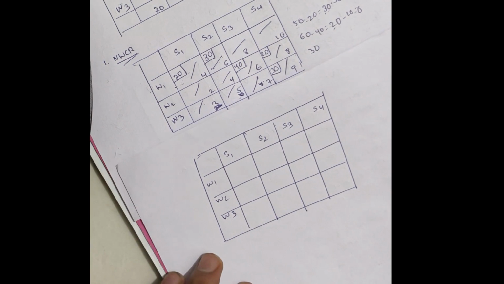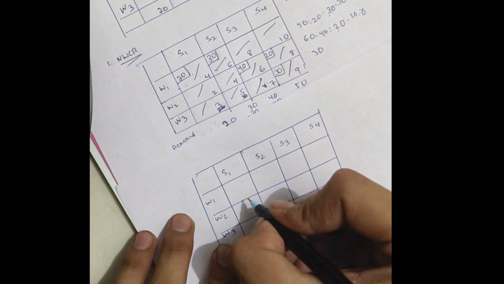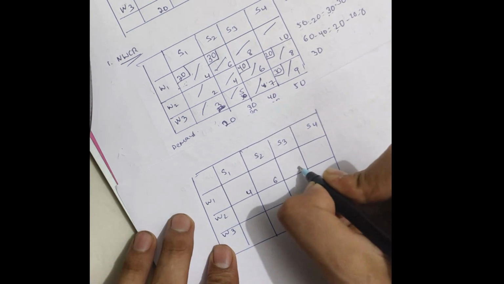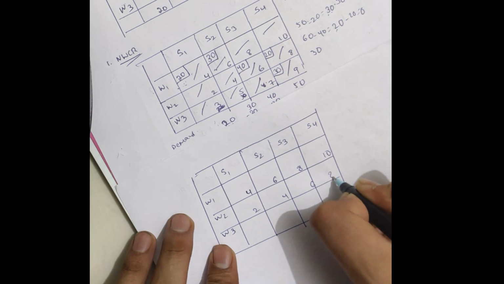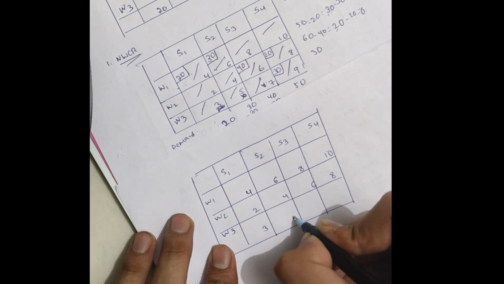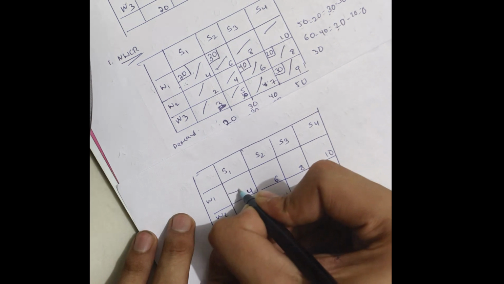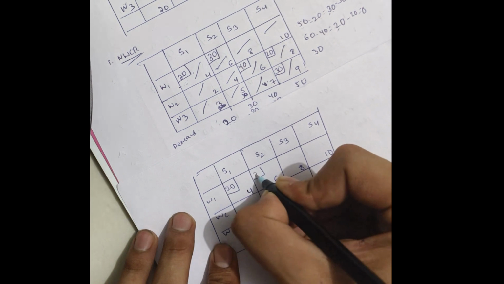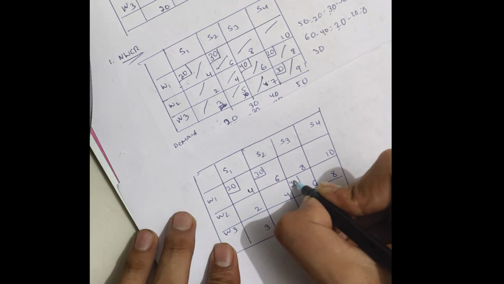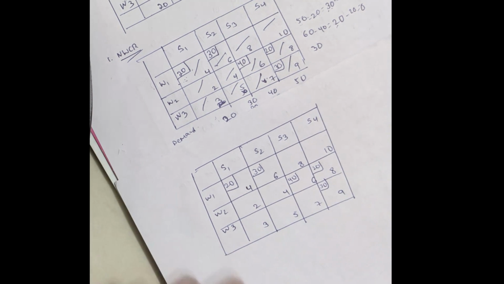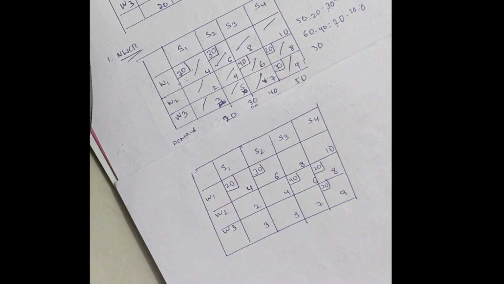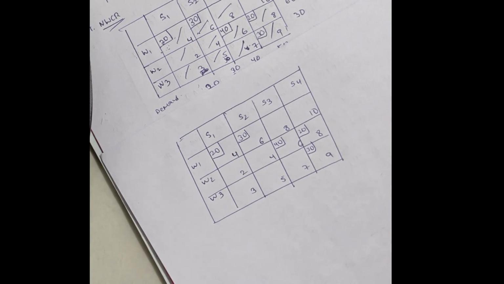See, now I have just done the same table here. So I am writing the values again. 4, 6, 8, 10, 2, 4, 6, 8, 3, 5, 7, 9. So what are the values here? 20, 30, 40, 20 and 30. Okay, done, right? Now for finding the initial feasible solution, what we have to do?